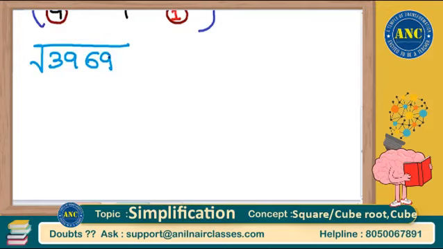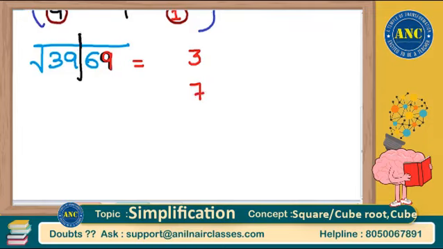Step number 1: because I am finding the square root of a number, start from the rightmost digit. After 2 places put a slash. Now, this number is ending with 9. Any perfect square ending with 9, the number should end with 3, because 3 square is 9, or it should end with 7, because 7 square is also ending with 9.